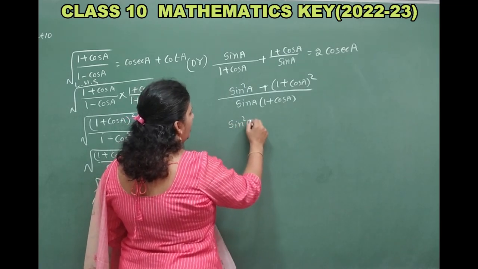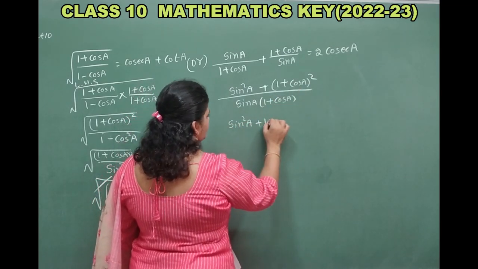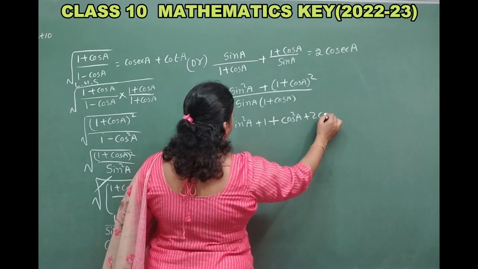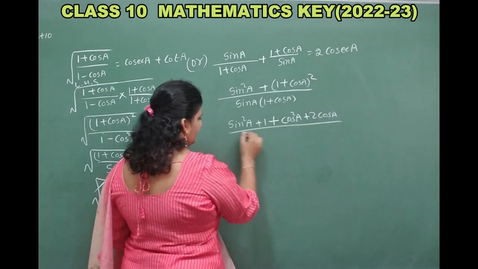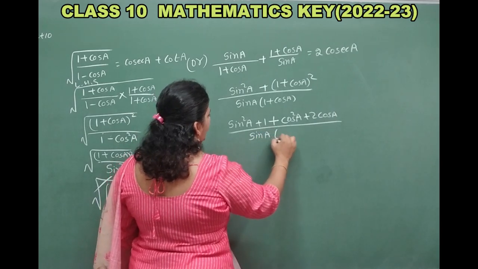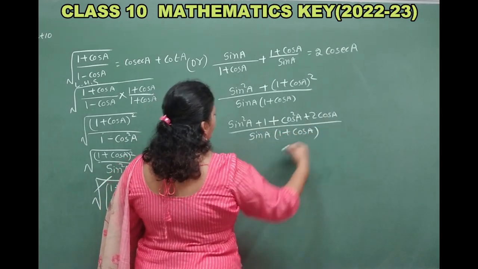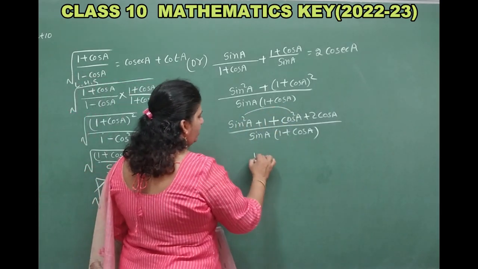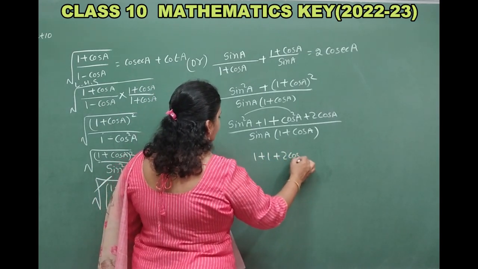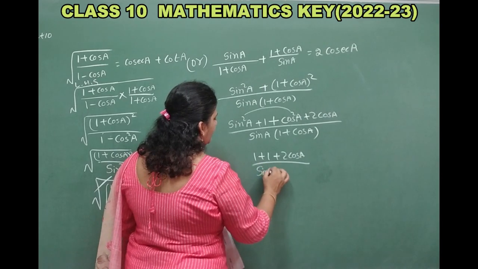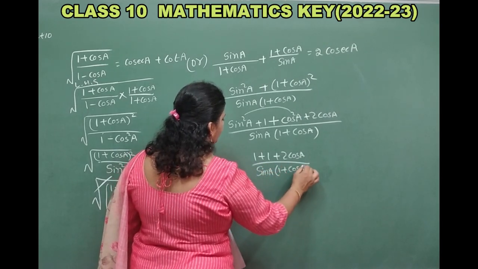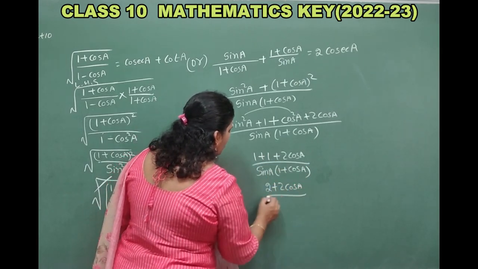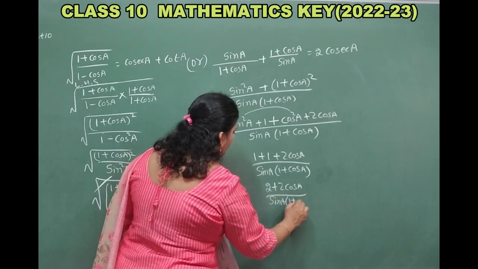Then apply formula. A plus B whole square is A square plus B square plus 2AB, 2 into 1 into cos A, it will be 2 cos A by sin A into 1 plus cos A. Right, again you can remember an identity, sin square A plus cos square A will be 1, 1 plus 1 plus 2 cos A by sin A into 1 plus cos A. 1 plus 1 it will be 2, 2 plus 2 cos A by sin A into 1 plus cos A.